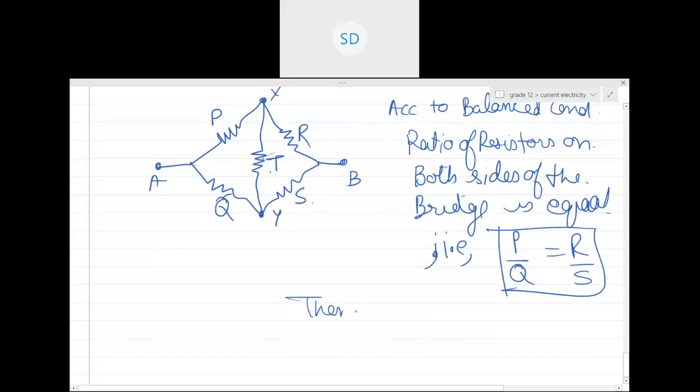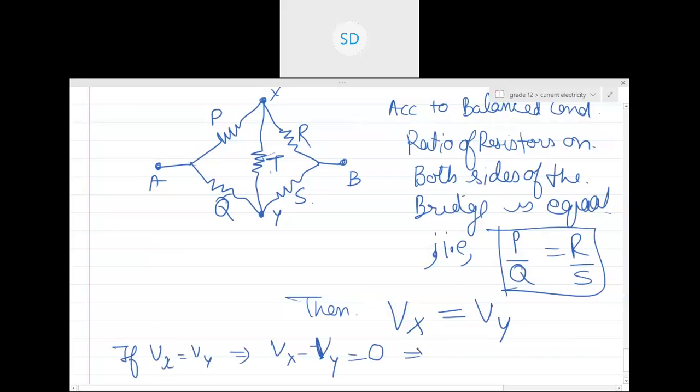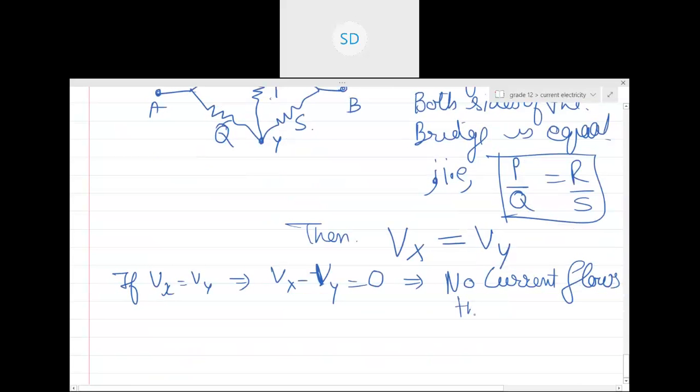then the potential of X and the potential of Y will be equal. Is this clear? Vx equals Vy. Shall I write it in words? It's fine, sir. Okay. So then Vx and Vy will be equal. If Vx and Vy are equal, that implies the potential difference between X and Y is 0. That implies no current flows through it.